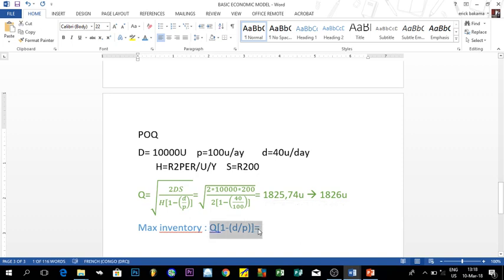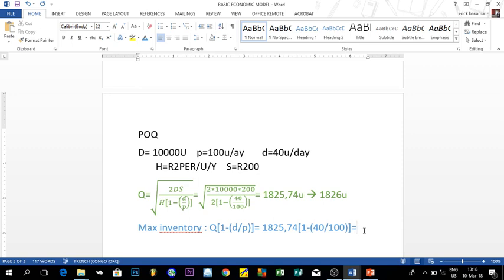So what we're going to get, the value of Q is the new value that we got of 1825.74, and then we have 1 minus D. D is 40, and then P is 100. Generally, you will realize that the small d is always lesser than the big P, because D is the demand and P is the production. Obviously, we assume that we produce more than what is demanded.